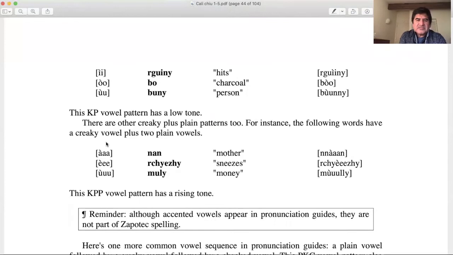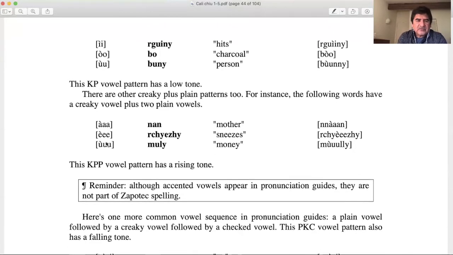The next one, sneezes. Well, that one was mother, right? Sneezes, chesh, chesh. And the last one is money, mul, mul. Okay, so that has a rising tone. So it started low, because of the creaky vowels. So creaky vowels tend to be kind of low, but then it rises, right? So we talk about the rising tone and the plain vowels.